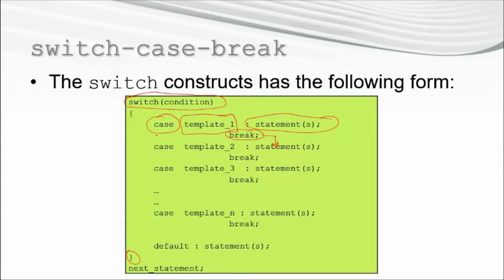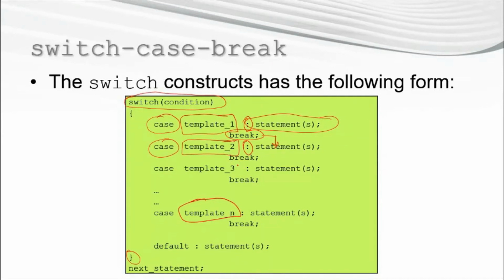Then the next case, case 2, that is template 2. Template 2 is any possible value that can be assigned to this condition. That way there are n different templates possible. Once a template is given, you have to put a colon also after the template value. That is the constant value or the constant character value, etc.